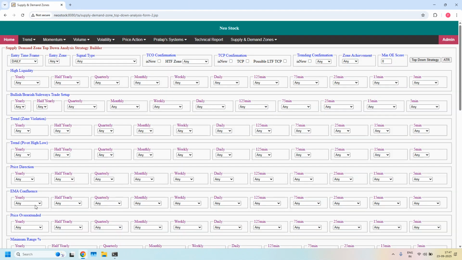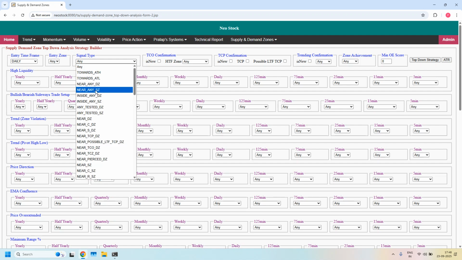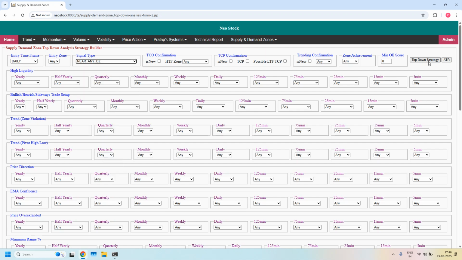Now I am generating different supply demand zone reports. First, I will identify the stocks near daily and 75 minutes demand and supply zones so that we can identify high liquidity zones, and you can use those high liquidity zones for the high liquidity zone strategy that I explained in lesson 21.3 video. Okay, first daily time frame, stocks near to the daily demand zone.